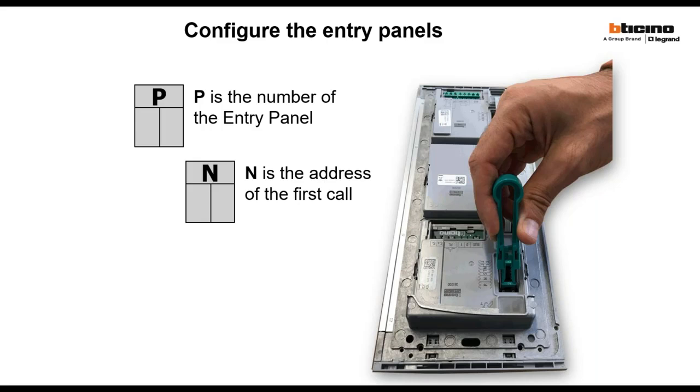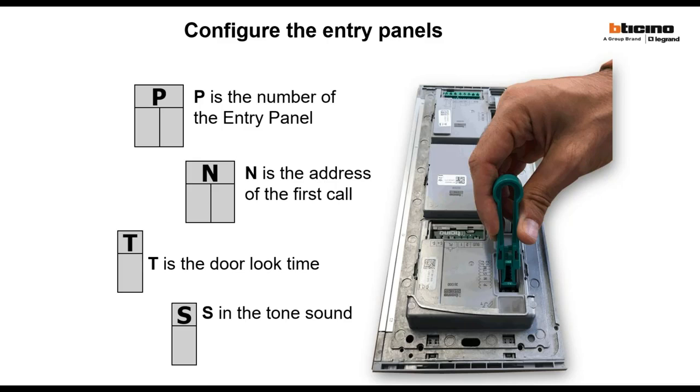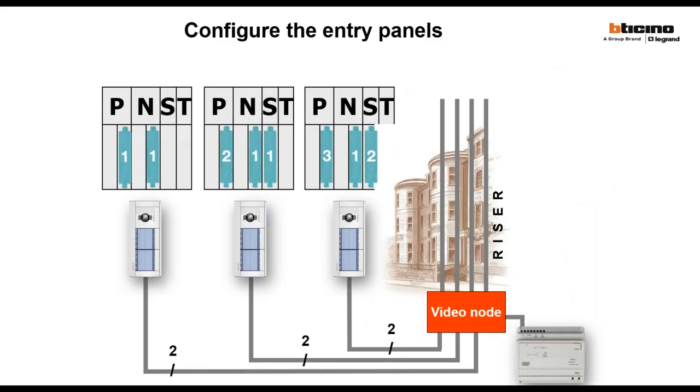N is the number of the first call. So if you want to call first the apartment number 3, you will put the number 3 inside the N. Then you have door lock time that normally is not configured, but if you want to change the timing, which is usually 3 seconds, you can change it. And S, if you have different external panels, you can choose a different ring, so you know immediately, without seeing the video, where it is coming from. This is the configured example of 3 external panels.